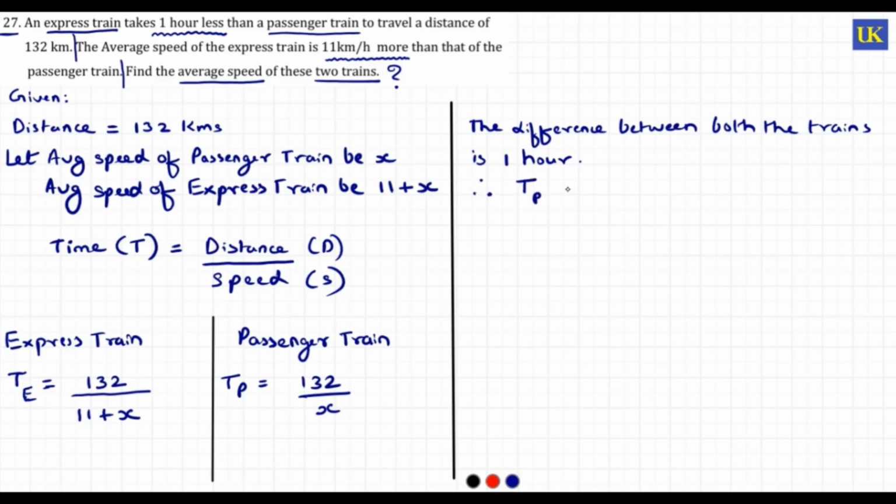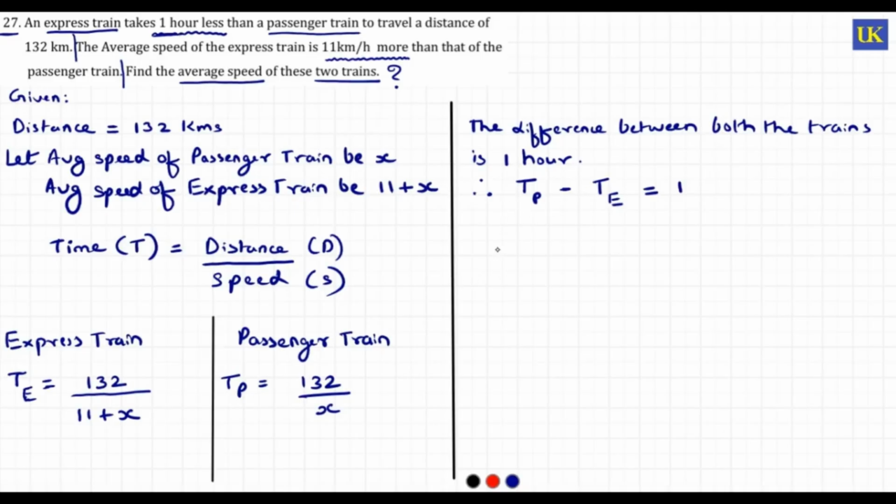time of passenger train minus time of express train is equal to 1, because the time of passenger train will be 1 hour more when compared to the time of express train, right? Because which train is going to take more time? The passenger train, the train which is going slow, is going to take 1 hour extra. So the time of passenger train minus time of express train is equal to 1, because it is given in the question that it is taking 1 hour less. Okay, so with respect to the question I have written this.